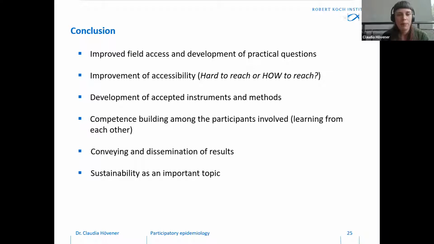Then, of course, building competences among the participants involved, learning from each other. That to me is so valuable, because whenever I think about this study, I have never worked so closely with so many people that I slowly established trust with, people that I did not know before, but we really tried to do this together.